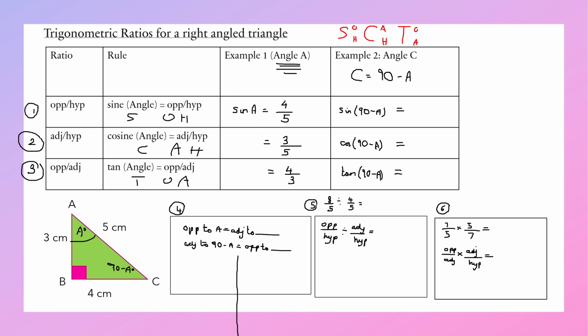Cosine of angle, we can write cos A. So these are abbreviations. Cos A equals 3/5. So again, we're using the same angle. Example 1, angle A. Then we can say tan A is equal to 4/3.